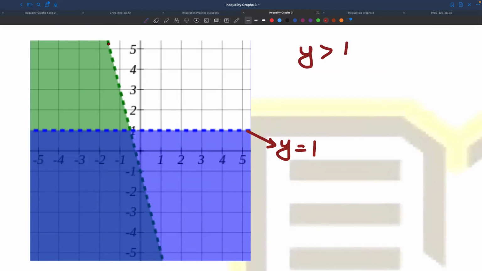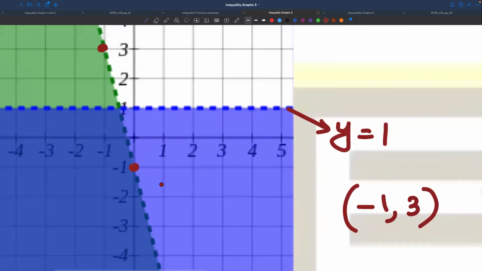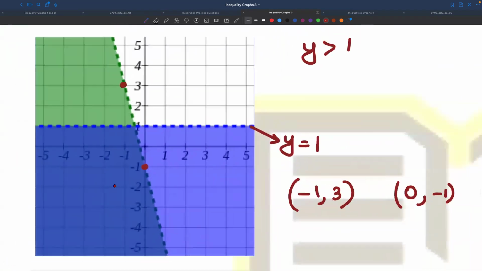Now the next part, this line is a dotted line. I need to find the equation of this line. So for the equation, I will choose 2 points on the line. This point is over here, so this is -1 and 3. So I will write -1 and 3. And I will choose another point on the line. Look, this is another point. And this point will be what? x is 0, y is -1. It's too dark over here for people, you can look it up in your mobile phones.